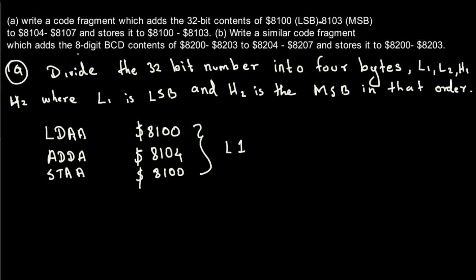The next digit is L2. If you look at the range, 8100 to 8103, we are going to have 8101, 8102, and then 8103. So we have to add 8101 to the next number of this, that is 8105, and then store it in the next number, 8101. Like that we increase one by one until we reach the last. Going from 0 to 3, we have to do this 3 more times to complete this code.